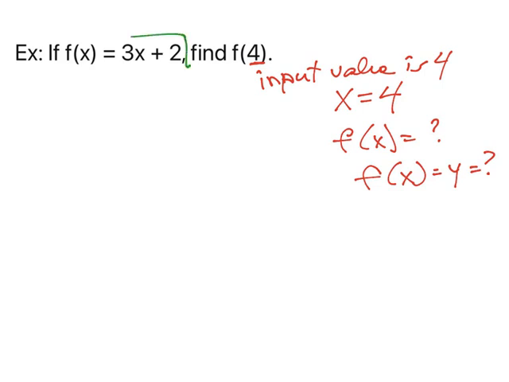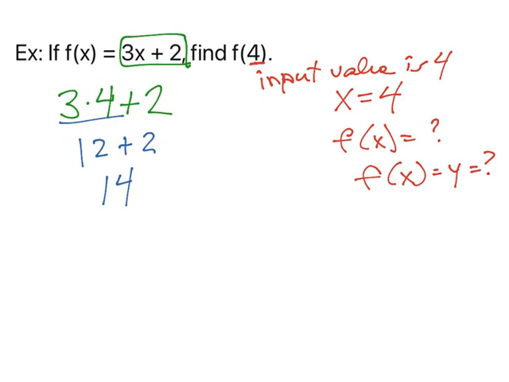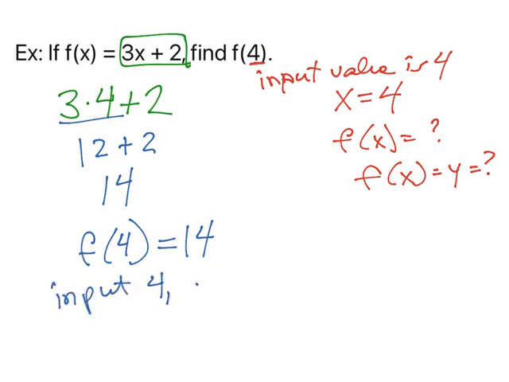So you're saying, okay, here's the parts. I'm going to take 3 times 4 plus 2. So I'm going to substitute in 4 for x, and I'm going to use my order of operations. So 3 times 4 is 12. 12 plus 2 is 14. So f of 4 equals 14. So that means when we input the value 4, the output is 14, right? Because the number inside the parentheses is the input, and after you substitute it in, whatever it puts out, the output, that is the f of x or the y value.